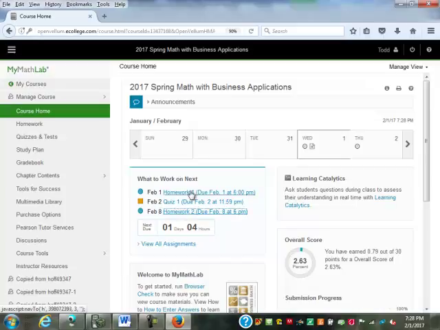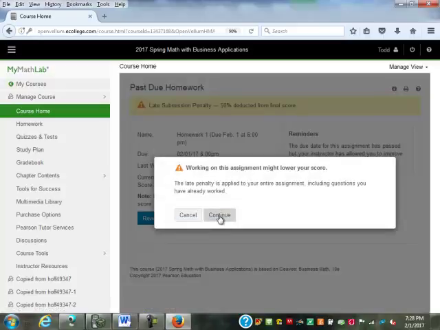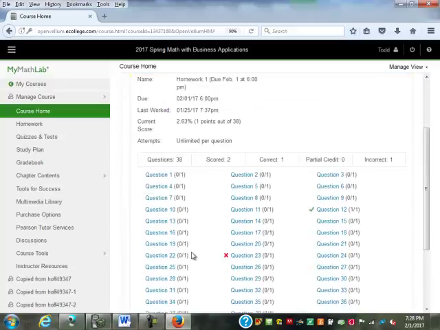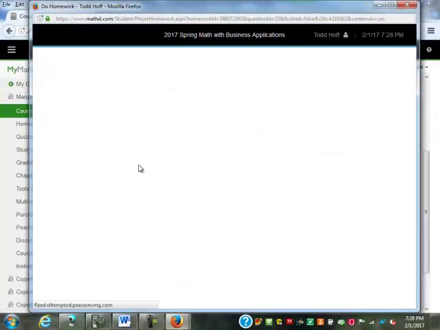Actually, let's go back to the homework one. I want to point out something. This is past due now, so you notice when I click on it, it says review and practice. That's if I just want to go back and look it over to study for a test. Or it says improve score. That's where it's going to tell you, hey, if you do this, it's going to give you a penalty for being late. Don't worry about that on the first one. That's the one you want to click if you need to go back and do it, is improve score. It's going to give you the warning, yeah, late penalty, too bad. Don't worry about it.